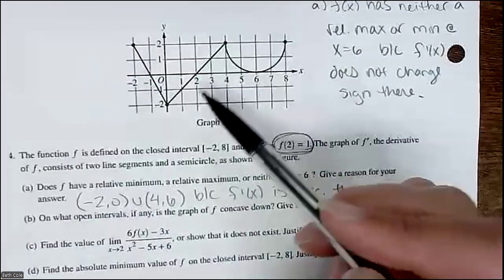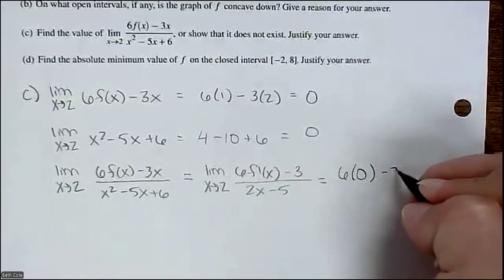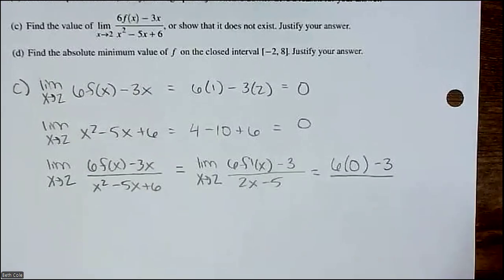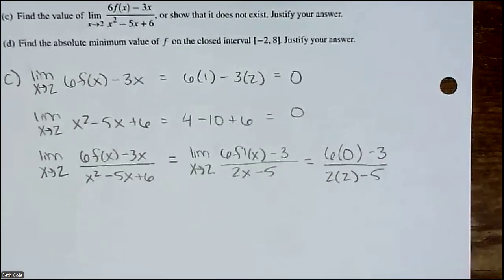F prime. So what is f prime of 2? 0. Good job. Perfect. Minus 3 over, and then here you're just going to plug in 2. You do not need to simplify that down, so please don't. That's worth a third point.